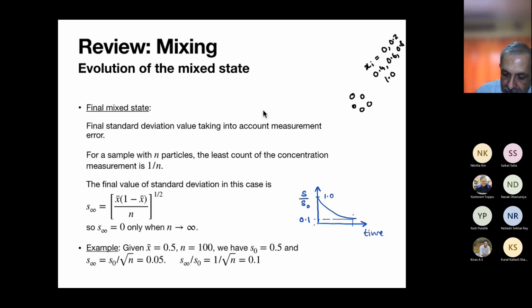And if you are plotting S by S0 versus time, then in the beginning you start with S equal to S0, so it starts at 1. And at long times, your S infinity by S0 will be 1 by square root of n, which in this case is 0.1. So, the graph will start at 1 and then it will plateau at 0.1. It can't go to any lower value simply because of the measurement error.